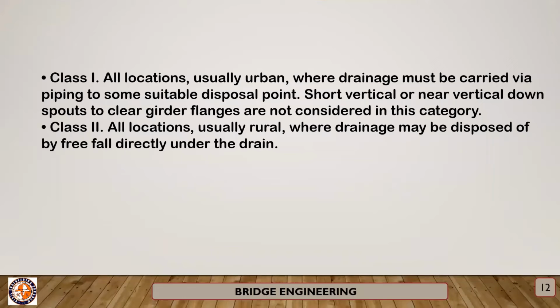So bridge deck drainage is divided into classes. First is class 1 and the next is class 2. Class 1: all locations, usually urban, where drainage must be carried via piping to some suitable disposal point. Short verticals or near vertical downspouts to clear girder flanges are not considered in this category. Next is class 2: all locations, usually rural, where drainage may be disposed of by free fall directly under the drain.